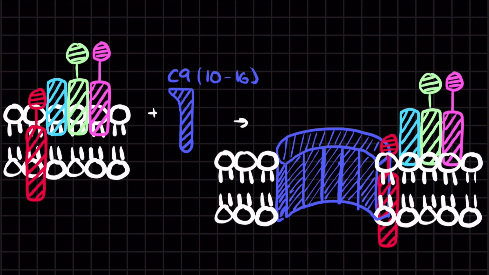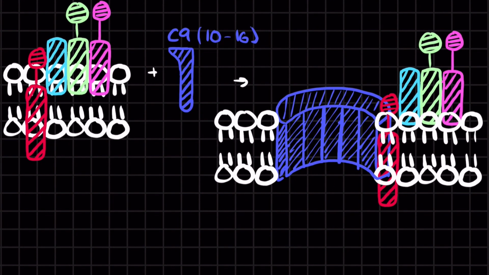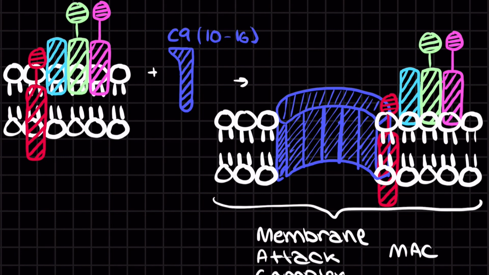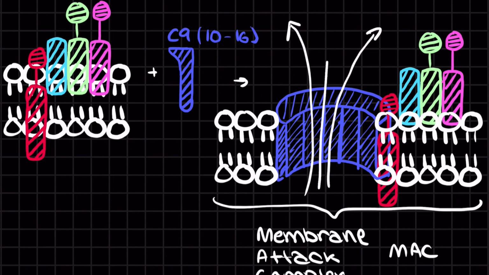This is what we call the membrane attack complex, or MAC. And the membrane attack complex essentially is a pore where the innards of whatever the membrane attack complex is bound to can start to leak out. And this is going to be how membrane attack works in the complement system.